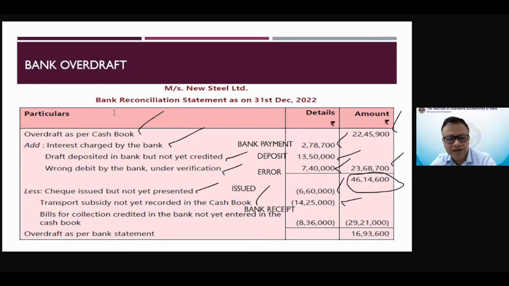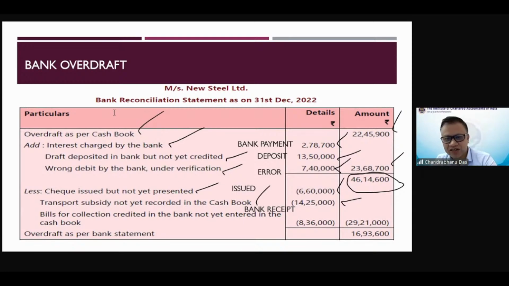Customer has sent the payment. So the bills per collection is credited in the bank, but the cashier will not know about it. So it is deducted. It's a bank receipt. And so it is deducted. 8,36,000 deducted. So now you are getting your overdraft as per bank statement 1693,600.